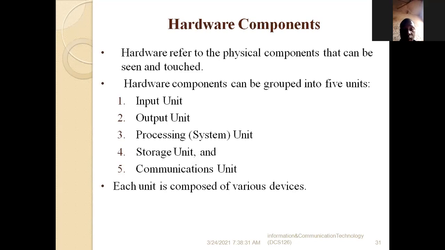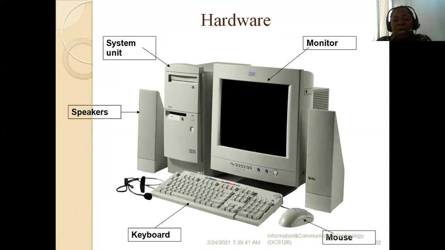All right, so let's take a little look at the hardware components. We've seen that a computer system is typically divided into two major components, the hardware and the software. Now let's look into the components of the hardware. Hardware components can be grouped into 5 units. These units we've seen before: the input, output, processing or system unit, the storage unit, and communications units. Each of these units is composed of various devices. So here is a picture of a typical hardware showing the different components.